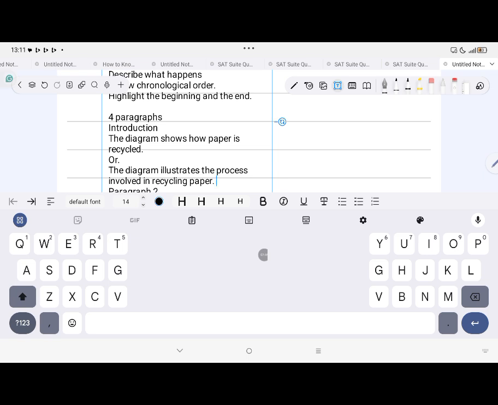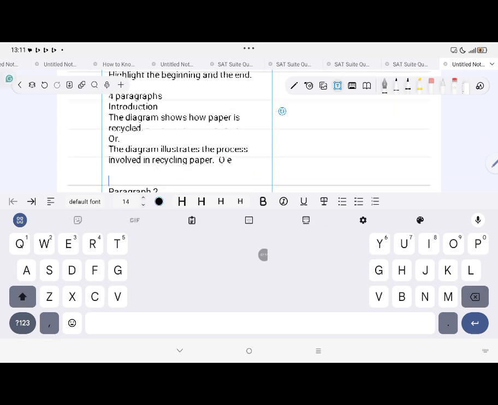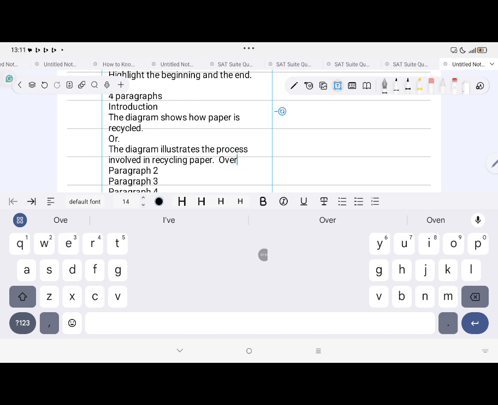The process of making cheese is linear. Now, you could say overall, some people choose to have this as a second paragraph, but I like to have it in my first paragraph. So my first paragraph is not too short.